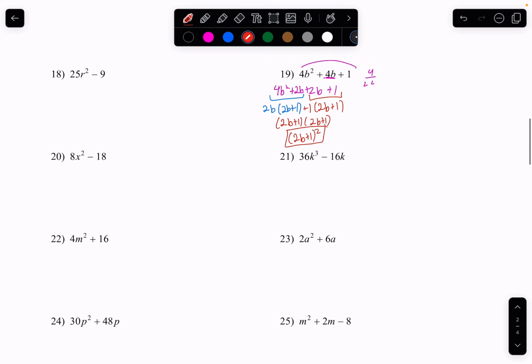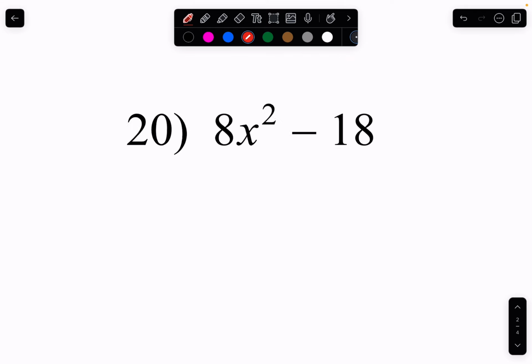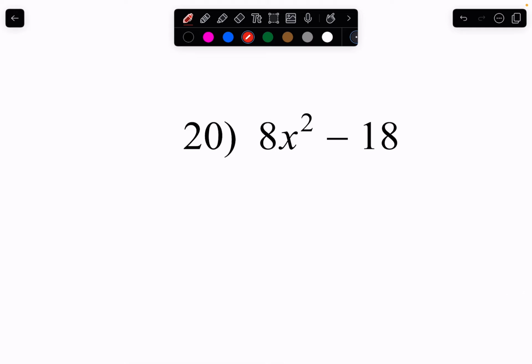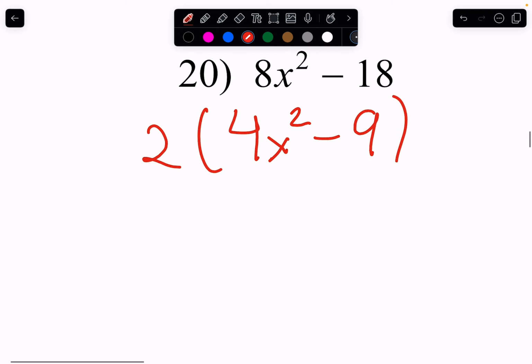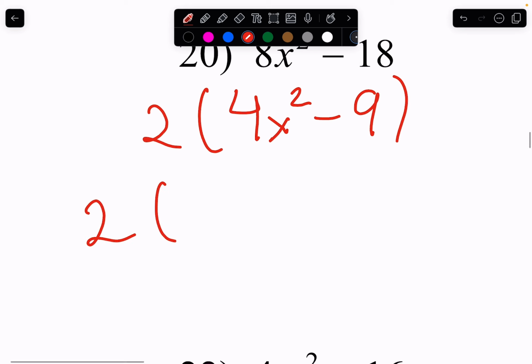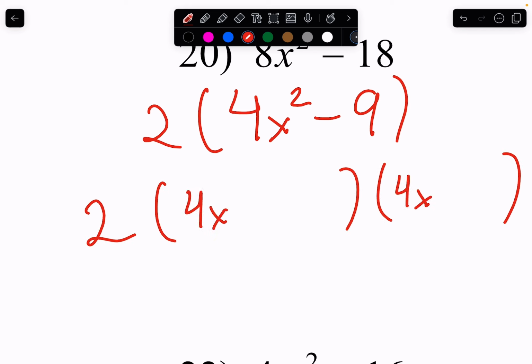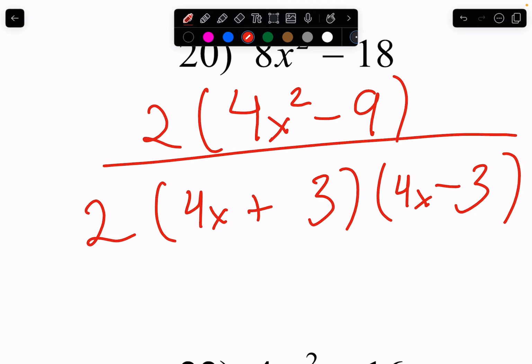Let's go ahead and do this one here. Number 20. Of course, look for a GCF. My GCF here is going to be 2. So I get 4x squared minus 9. And then if I use my flow chart, right, I've got 2 terms. I'm going to try and do the square root method. So I've got 2. Square root of 4x squared is going to give me 2x. Square root of 9 is 3. We're going to do plus minus, and we're done.